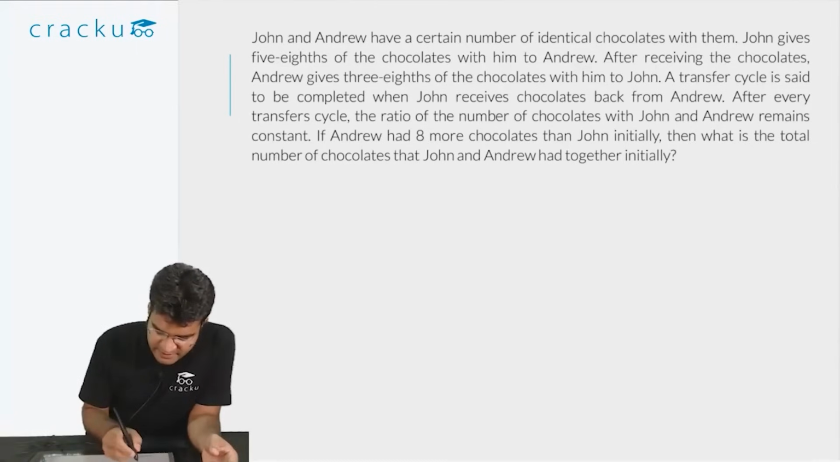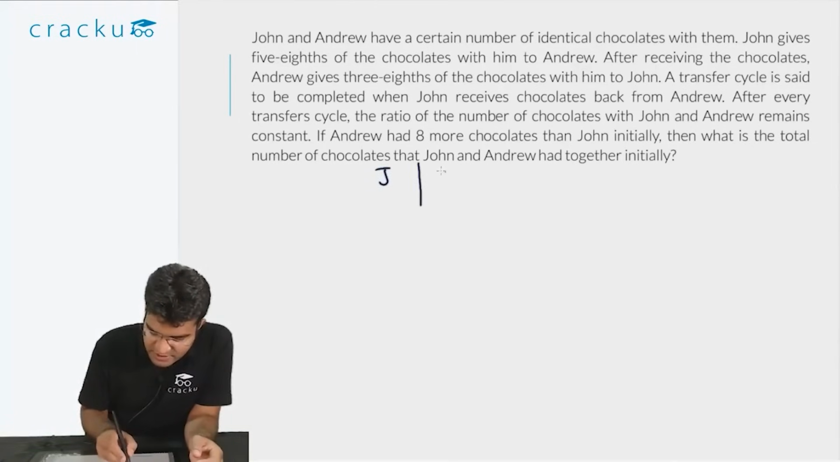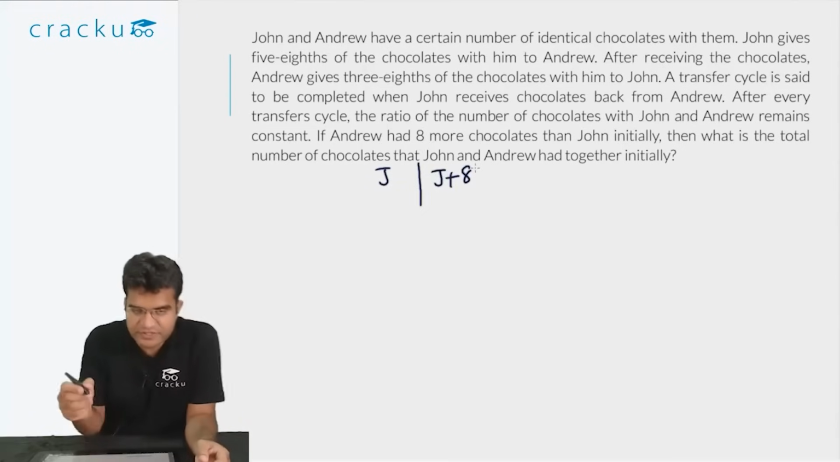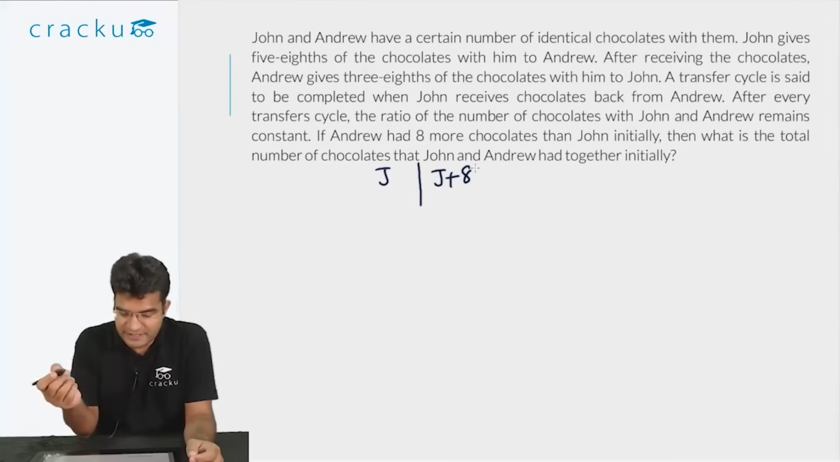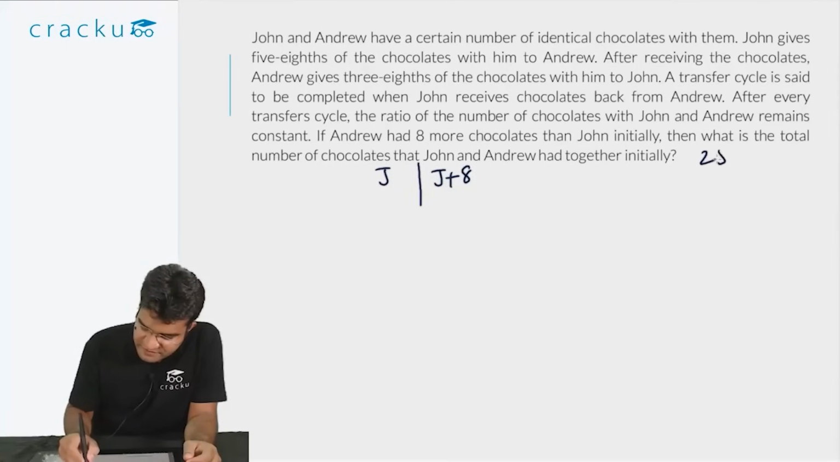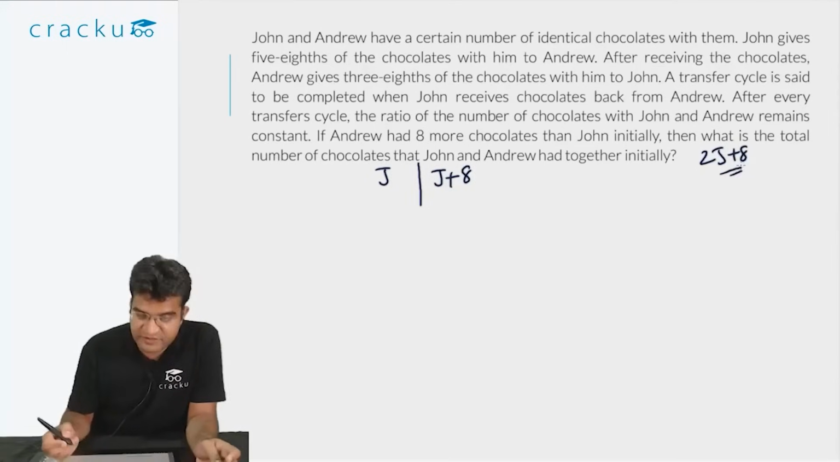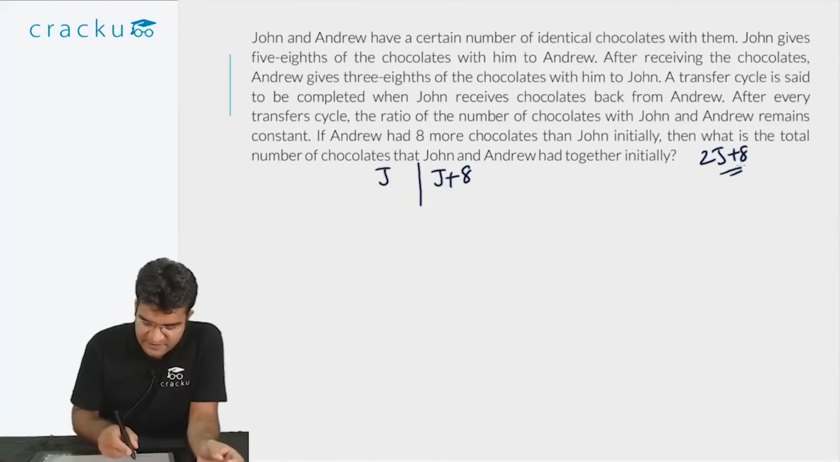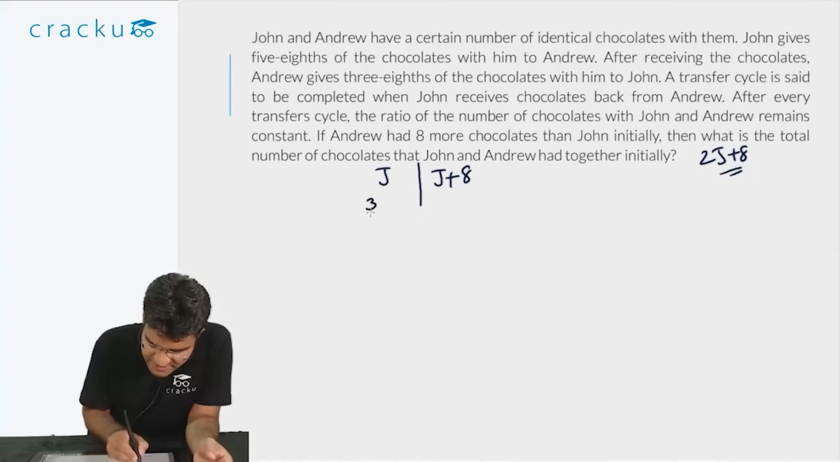So let the number of chocolates with John initially be j, and Andrew has 8 more chocolates than John. So initially both of them had j and j plus 8. What we should find at the end is 2j plus 8, which is the sum of the chocolates. After John gives 5/8 of his chocolates, he will have 3 by 8 j, and Andrew will have j plus 5 by 8 j, so that will be 13j by 8 plus 5.